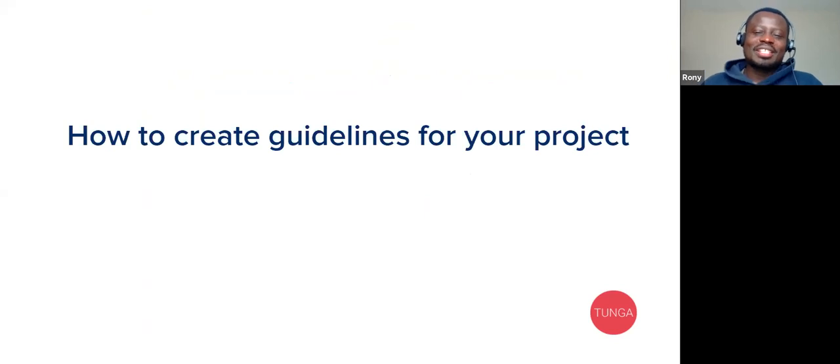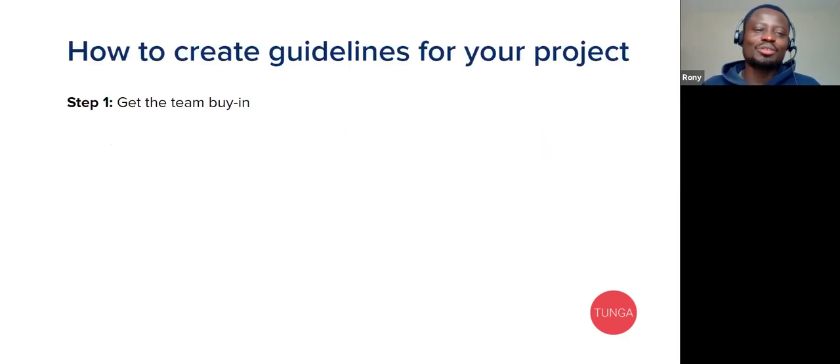So we are now going to the interesting part: how can I create one for myself? So how can you actually go ahead and create this? Of course, if you follow the Tunga way, how we've done it, you have the way already. You already know how to do that. So we've come up with some steps. The first step is always get the buy-in, because people are going to use these guidelines. They need to be aware. You need to explain to them why you need them, and all of them should agree.